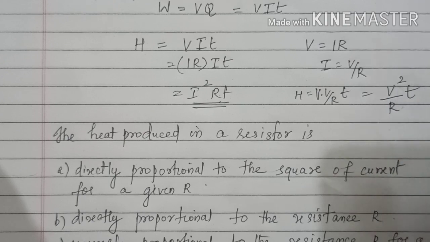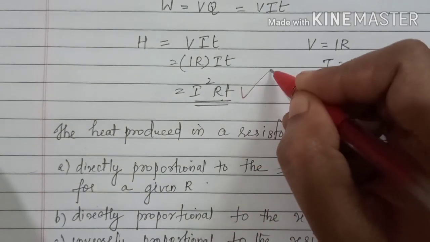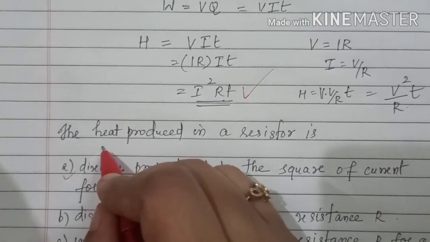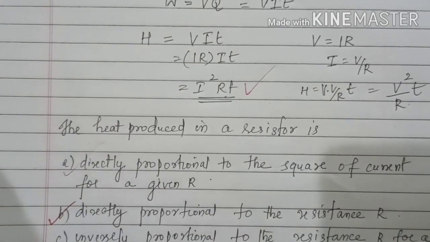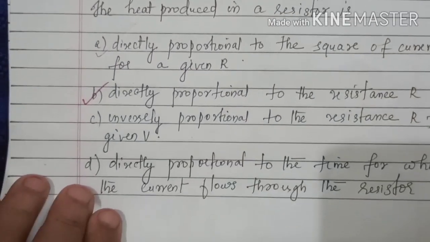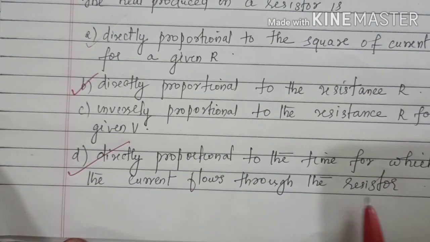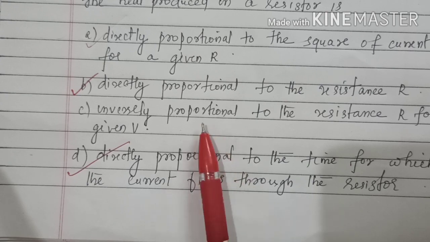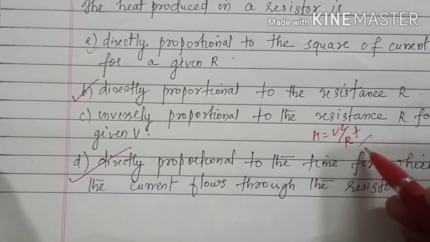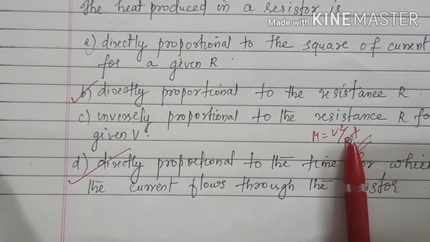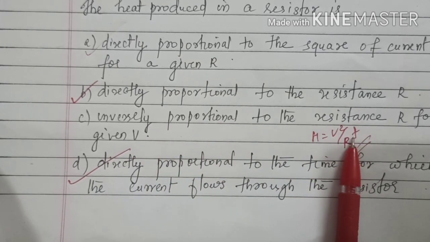Understand? So for Joule's law, I would like to explain this equation only because this is the commonly used one. So 3 points are there. This is the first point, directly proportional to square of current for a given R. Then again directly proportional to resistance R, and finally directly proportional to the time for which the current flows through the resistor. Clear? This third one is based on the equation H is equal to V square by RT. This is just for your knowledge. No need to include it while you are stating Joule's law. Understand? This is for a given V. It is inversely proportional to resistance R.